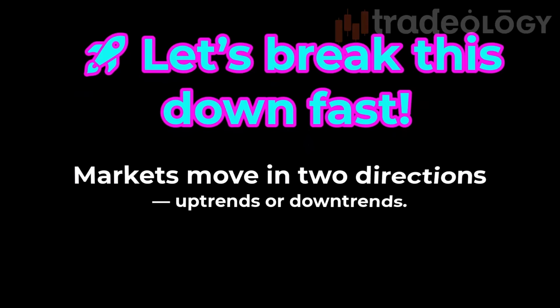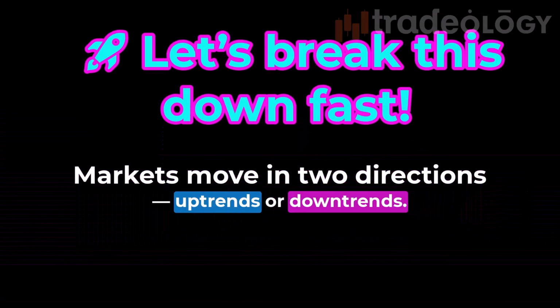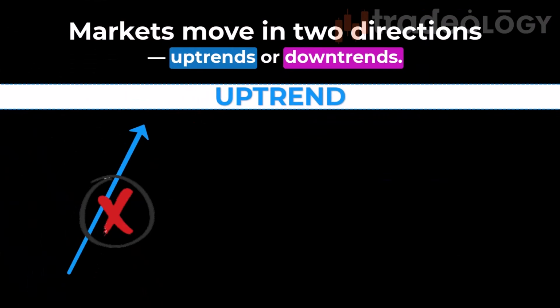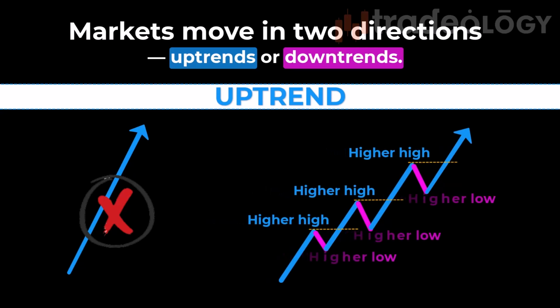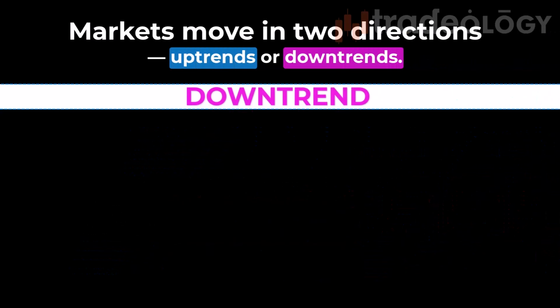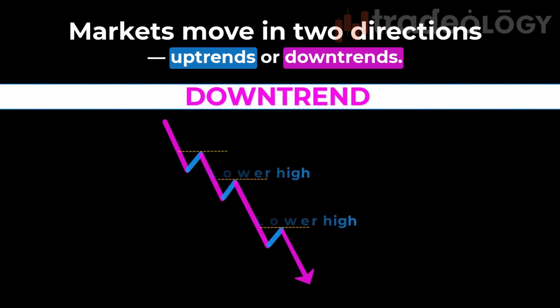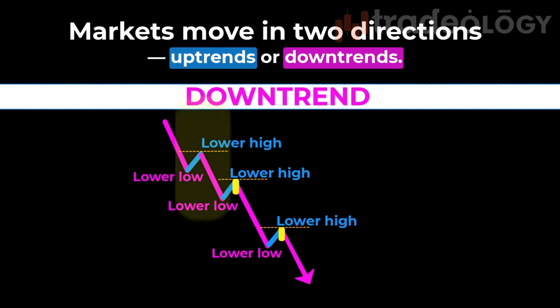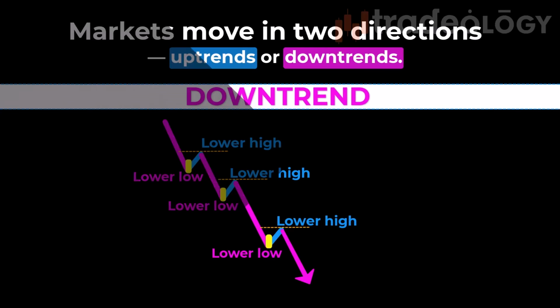Markets move in 2 directions, uptrends or downtrends. In an uptrend, price doesn't just shoot straight up, it moves step by step, creating what we call higher highs and higher lows. Higher highs mean every new peak is higher than the last, and higher lows mean every dip is also higher than the one before. Now flip it. In a downtrend, it's the exact opposite. The market forms lower highs and lower lows. Each peak is weaker than the one before, and every low dives even lower.